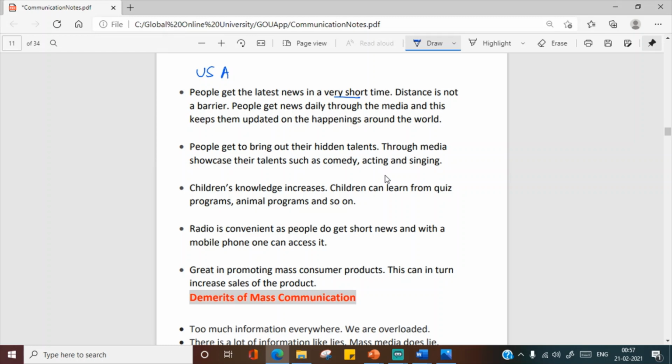People get to bring out hidden talents. There are so many shows on television or on radio where people can tell the world what they have through acting, singing, dancing. There are so many. Mass communication has given such a great platform for people to show their talents to people all over the world.